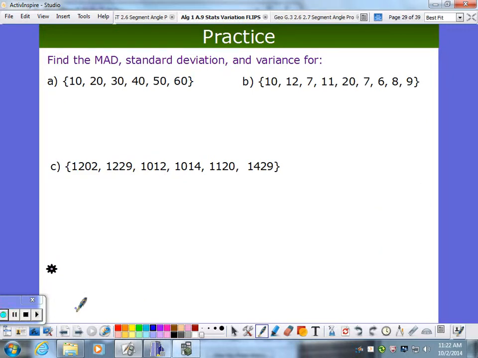So where is this? This looks like the bottom of page 4. So for these, I want you to find the MAD, the standard deviation, and the variance. To find variance, you're going to have to find the mean as well, right? You're going to need that. So find the mean as well, why not? And then we'll talk as you're working on it.